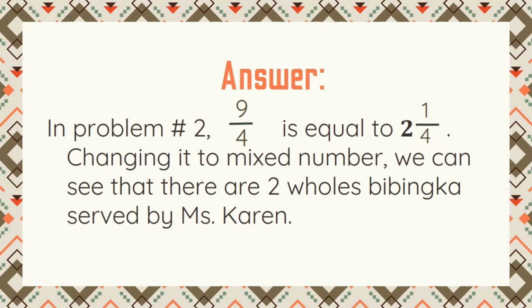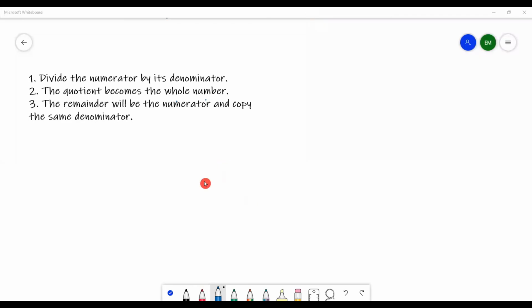In problem number 2, 9/4 is equal to 2 and 1/4. Changing it to mixed number, we can see that there are 2 wholes bibingka served by Miss Karen. So let's have another example. We have 11/3. We divide the numerator by its denominator. So 11 divided by 3 is equal to 3. 3 times 3 is equal to 9. 11 minus 9 is equal to 2. So we have remainder 2.